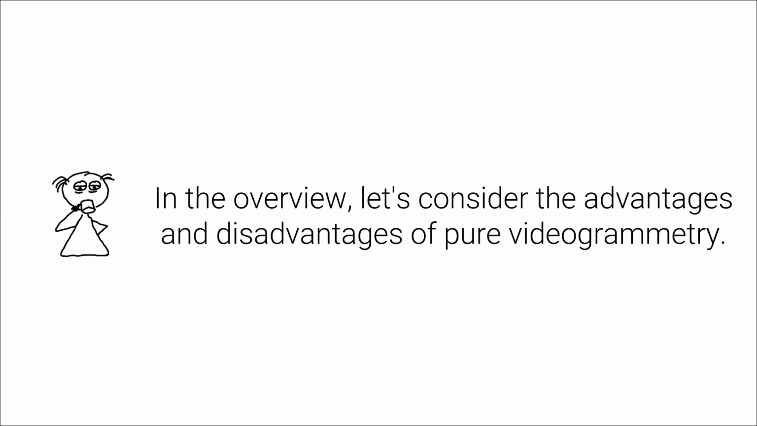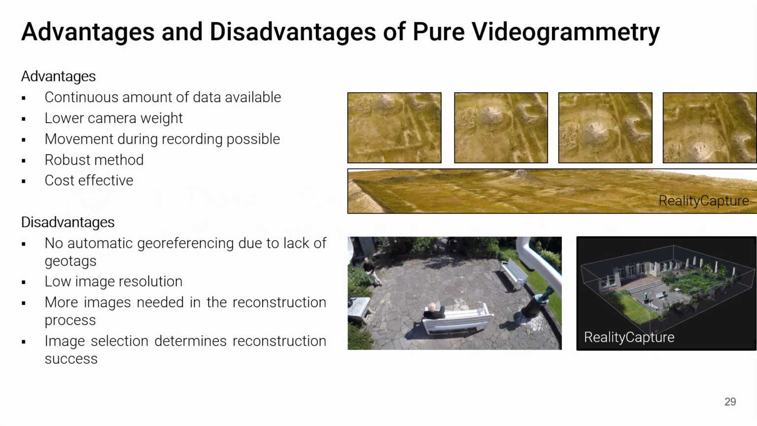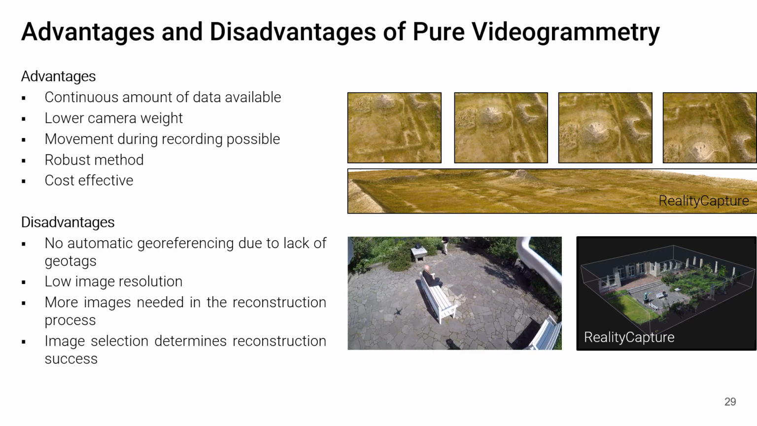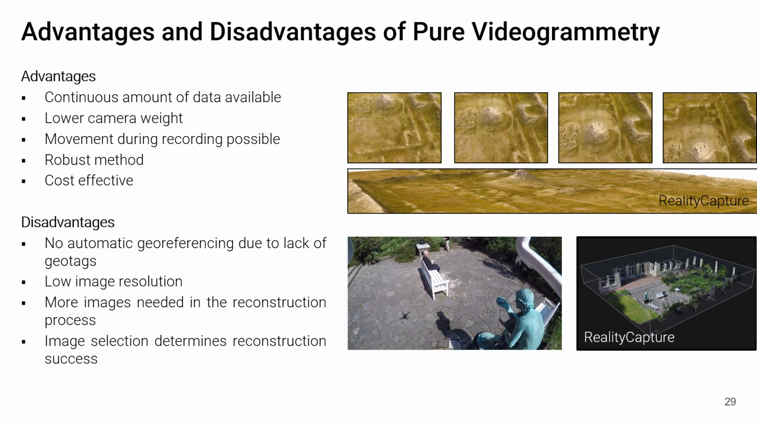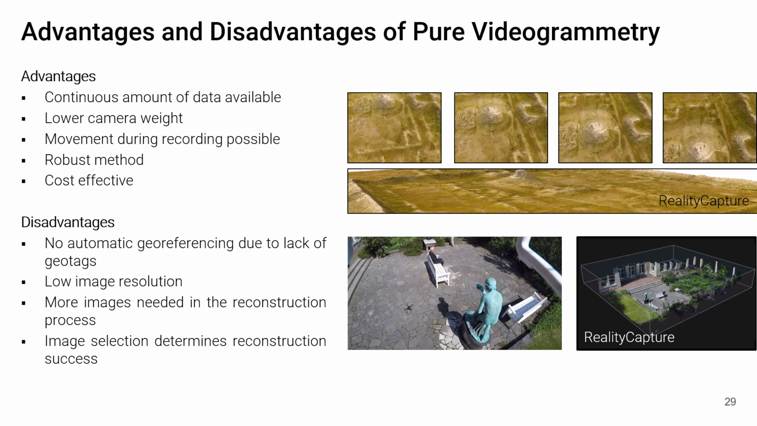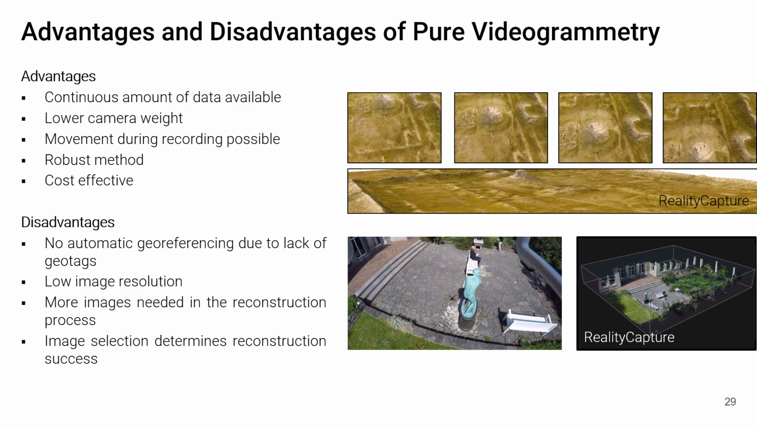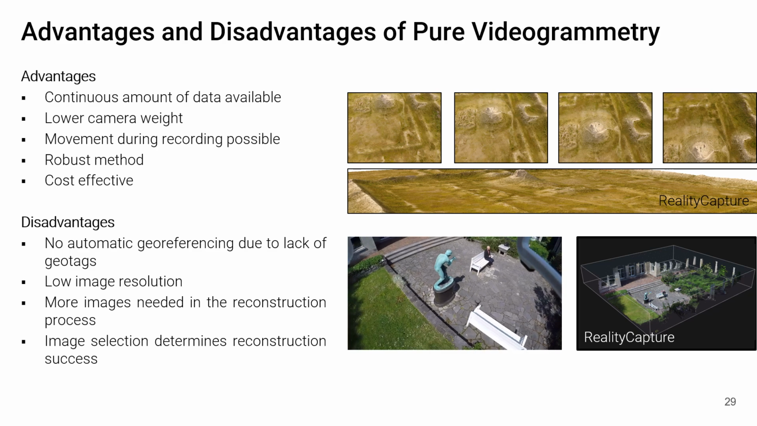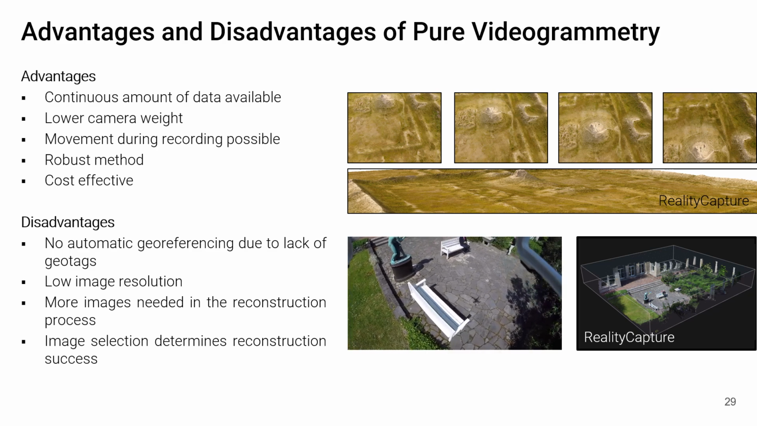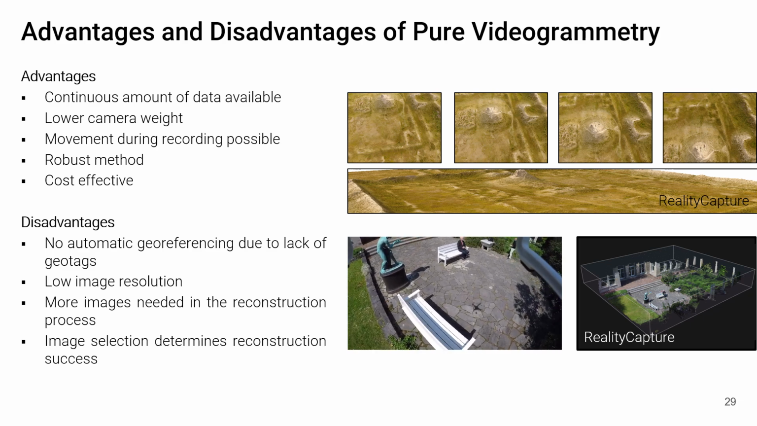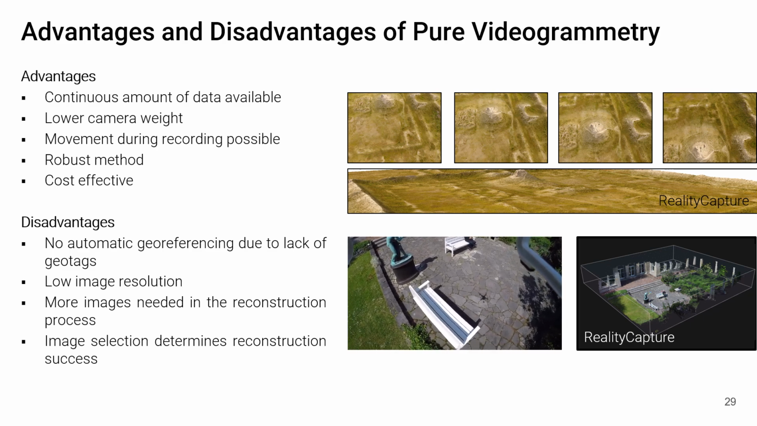Let us now compare the advantages and disadvantages of photogrammetry and pure videogrammetry in an overview. If we look at the advantages, the continuous availability of data is a crucial point. Whenever we encounter situations where models are not coming together, we still have sufficient data available for analysis. Additionally, videogrammetry allows for the use of smaller and lighter cameras, and the methodology is more robust compared to the planning required for accurate individual shots and minimizing camera shake.